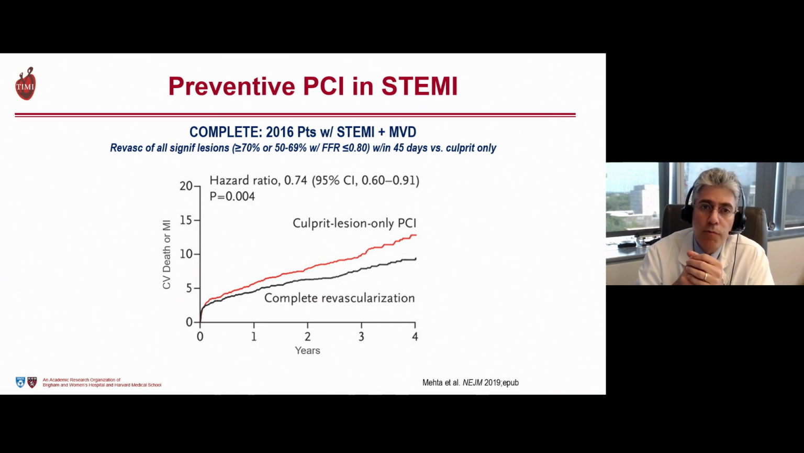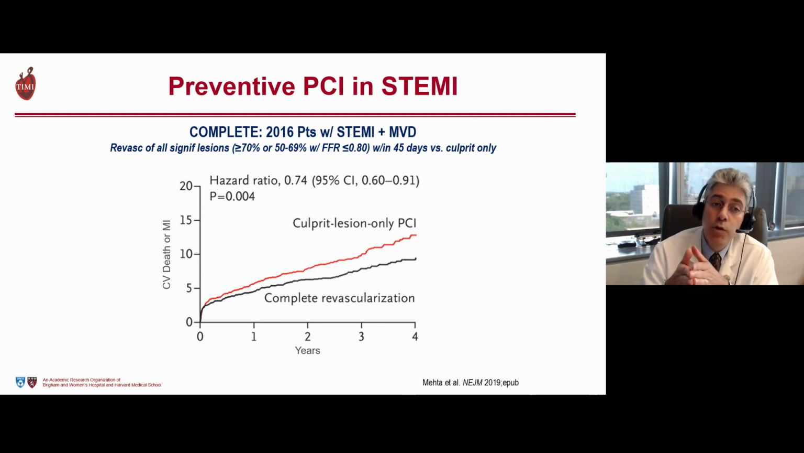It's this notion of preventive PCI in STEMI, a relatively new concept. Tested in some smaller trials and most recently in the larger COMPLETE trial, 2,000 patients with STEMI and multivessel disease. And the strategy was either revasc of all significant lesions, by that, it was angiographically at least 70%, or 50 to 70% with an FFR that was less than 0.8, within 45 days. So it didn't have to be on the table, but within that hospitalization, versus just doing the culprit. And you can see with modern stenting techniques that the more complete revascularization actually led to a lower risk of CV death or MI.